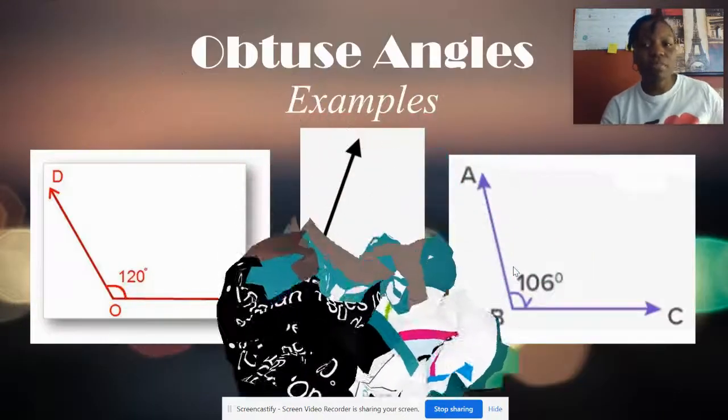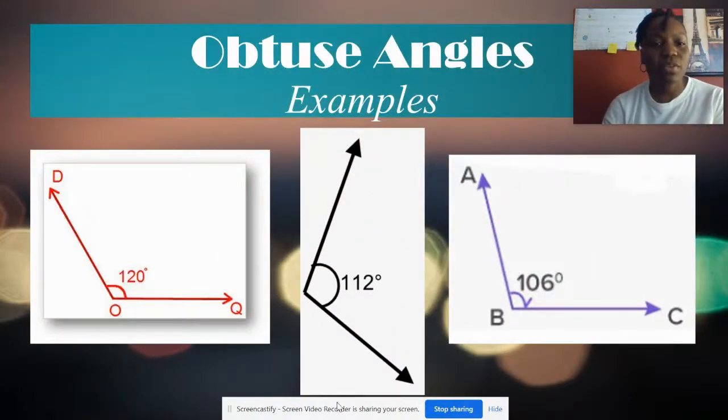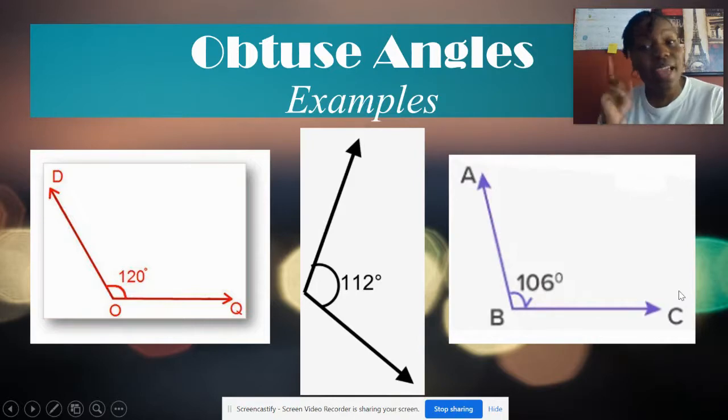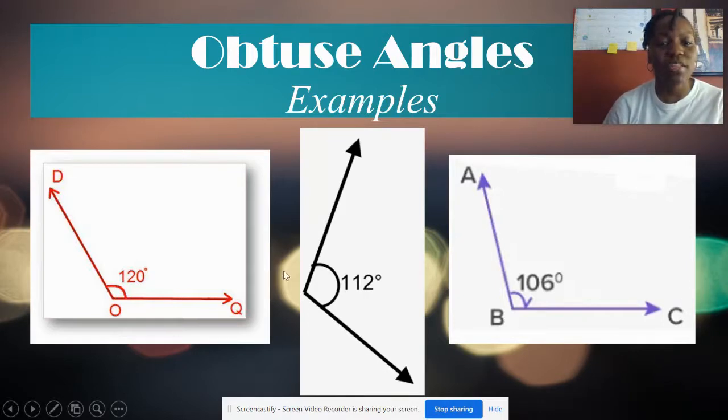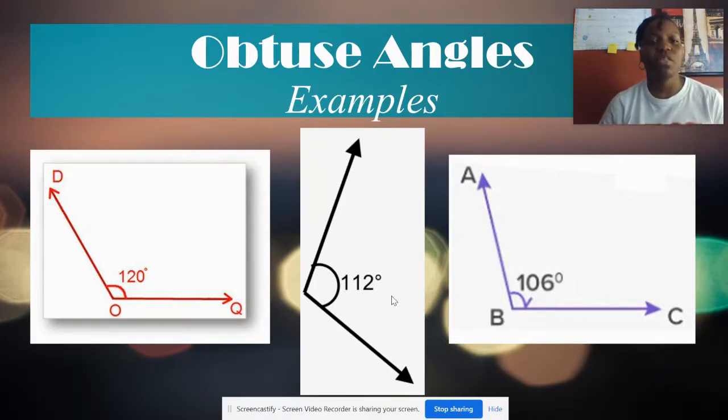Here are some examples of obtuse angles. We have this angle, again, 120 degrees. This one's 112 degrees. This is 106 degrees. I challenge you to pause the video and try to figure out on your own the difference of all three of these angles compared to the 90-degree angle. Like, what would be the difference between them? That means subtract.